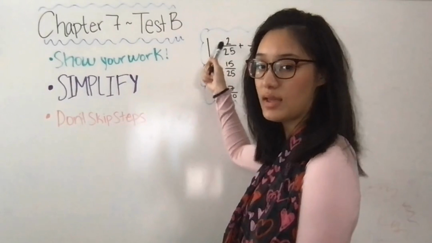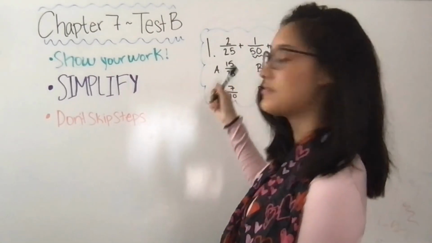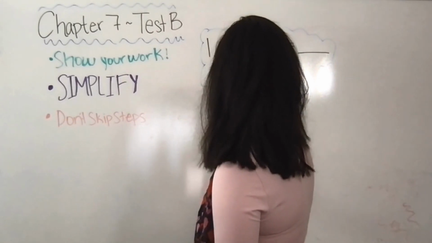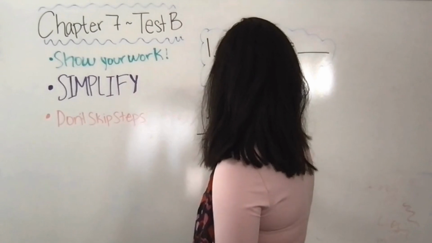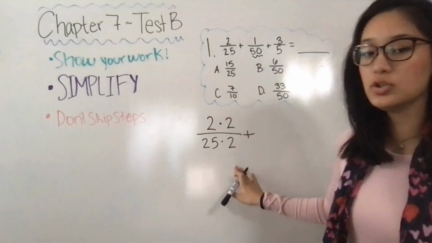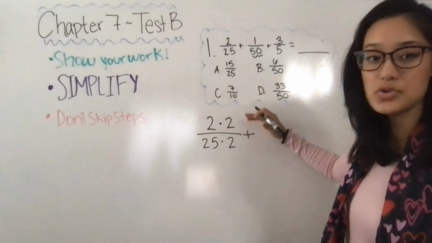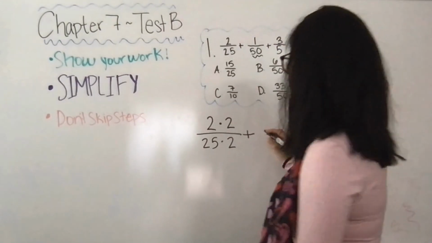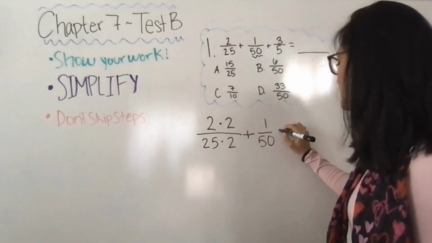You know that you'll have to make this number have the same denominator as the 50. So how do you get that? 2 times 2, because 25 times 2 is 50. And whatever you do to the bottom, you have to do to the top. And whatever you do to the top, you have to do to the bottom. Now, the 1/50 doesn't need to change, so you can just add that in and stay the same.